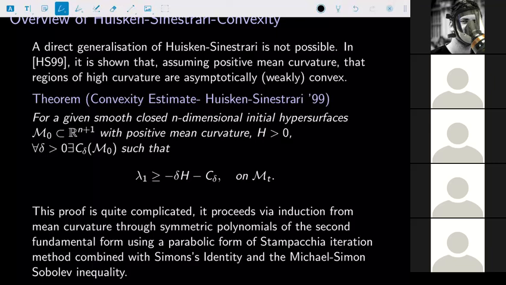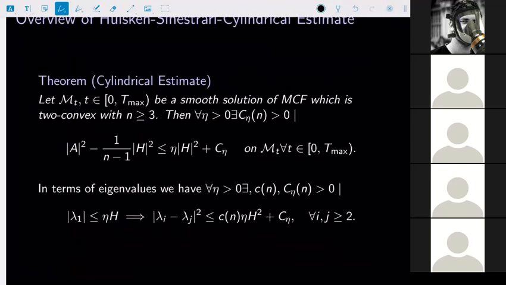Now, there's no hope of generalizing the proof of this result, because firstly you have to have positive mean curvature, which doesn't really make sense for high codimension, and the result that you're proving is that you're becoming weakly convex, which also does not make sense for high codimension. So this kind of result is not going to be true for high codimension. We're already kind of stuck if we try to replicate the proof.